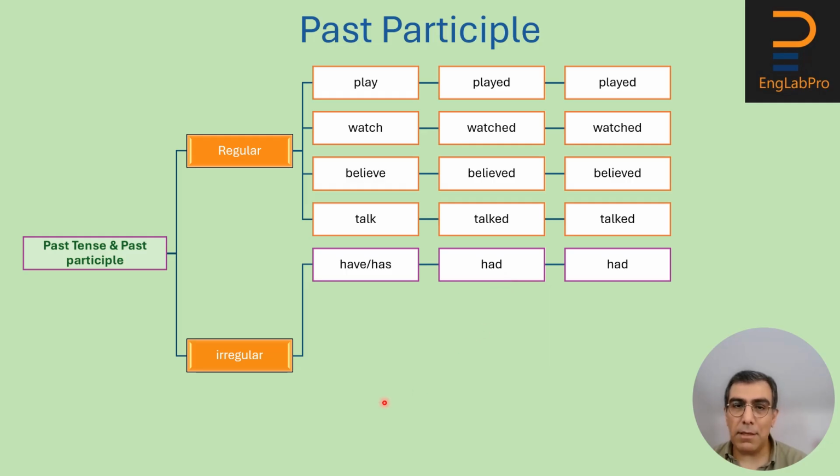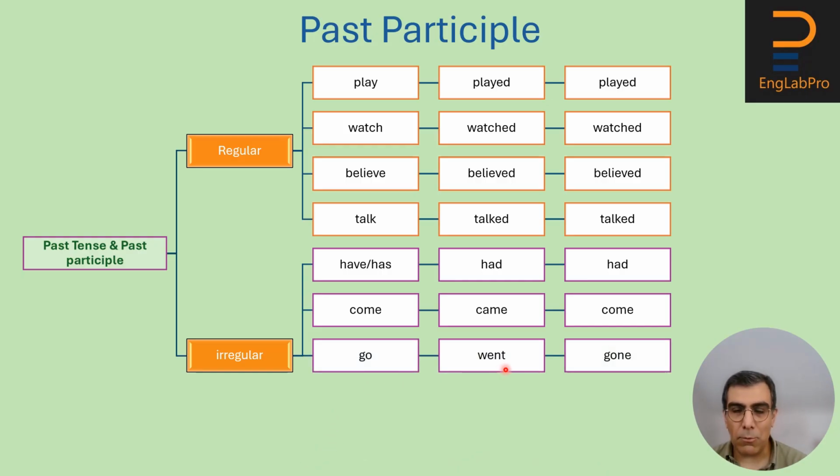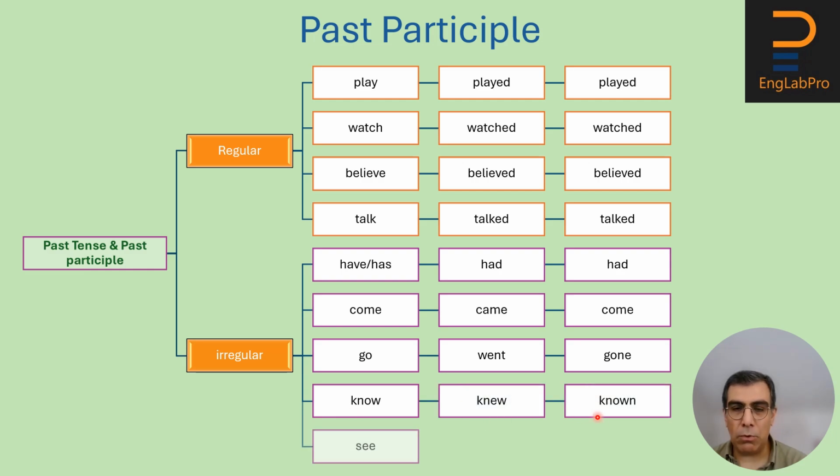In other times, they are the same as the infinitive of the verb. Let's take a look at this example. For example, come is the infinitive, past tense is came, irregular, and the past participle is come. Again, it is the same as the infinitive form. And sometimes they are totally different. Let's take a look at these examples. Go, went, gone. You see, a totally different form is the past participle. Know, knew, known. See, saw, seen.